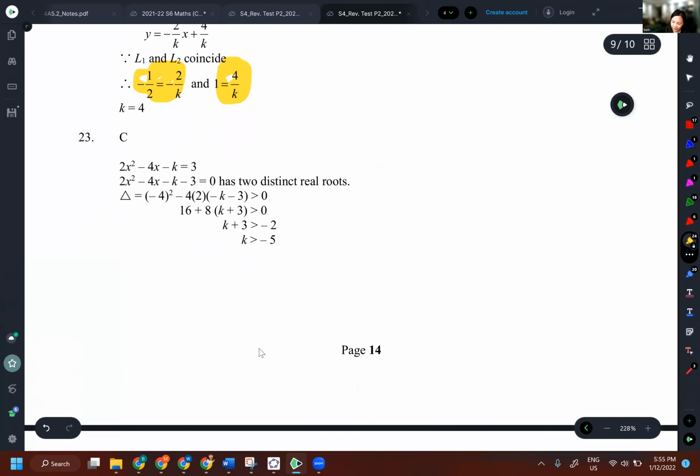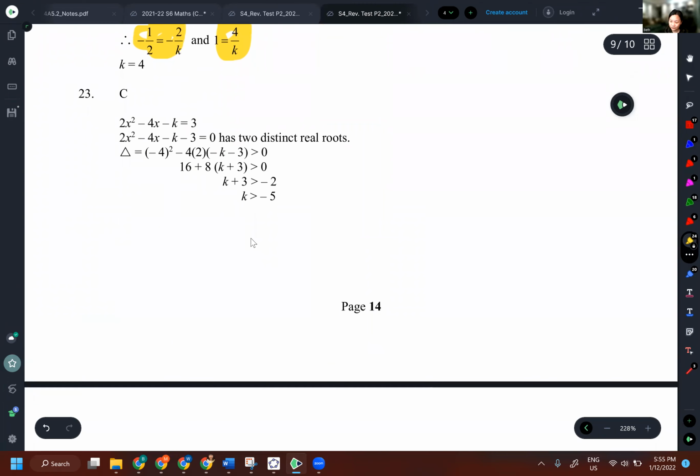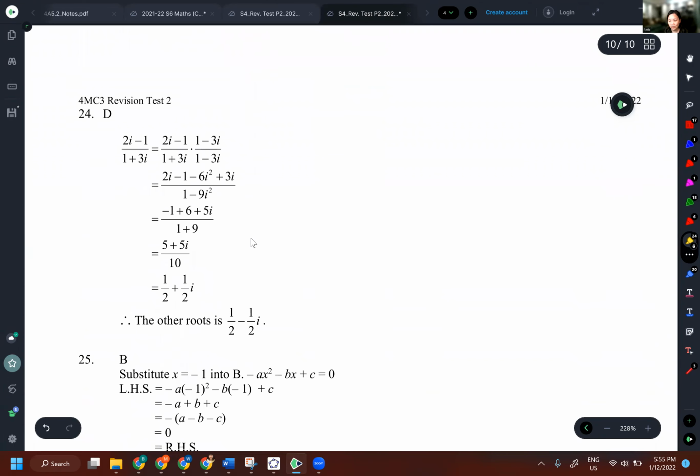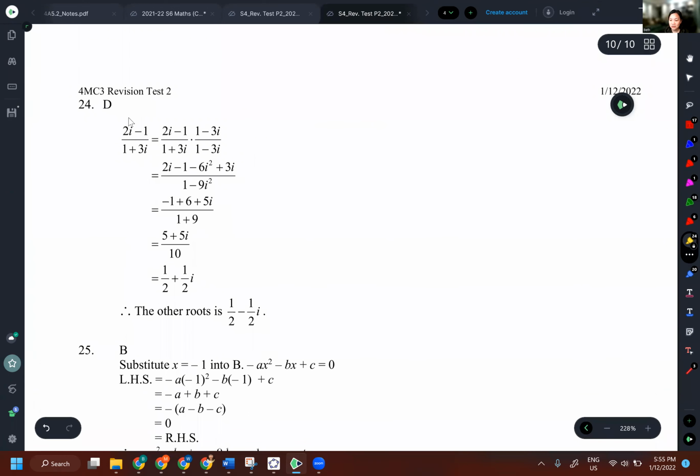23. Distinct real roots, delta is greater than 0. 24. 24, this value is one of the roots. So I simplify this value. And after simplification, the outcome is 1/2 plus 1/2i. And I know that the other root must be the conjugate.